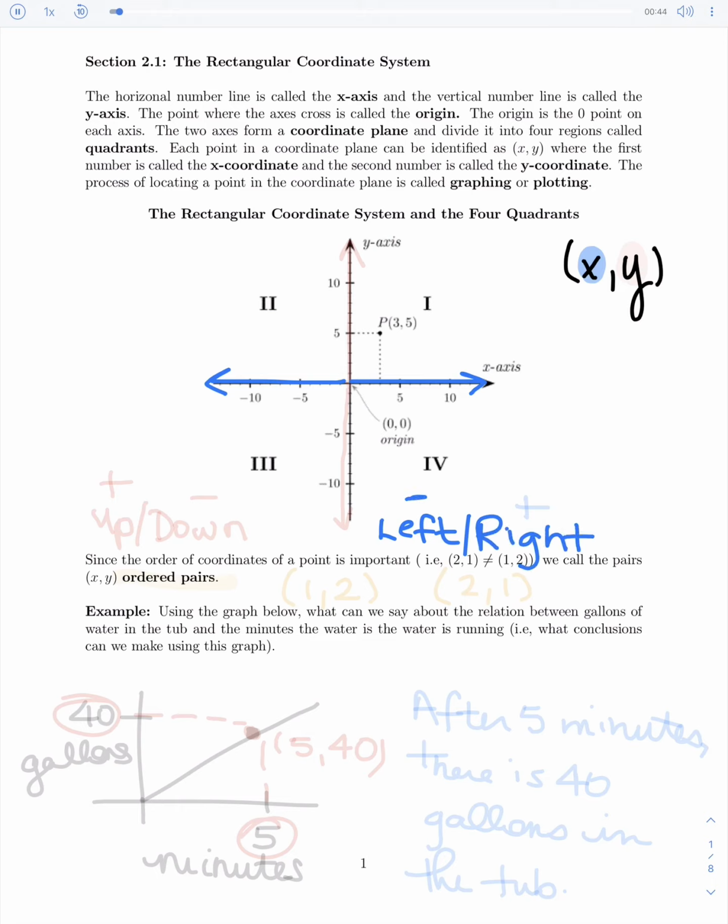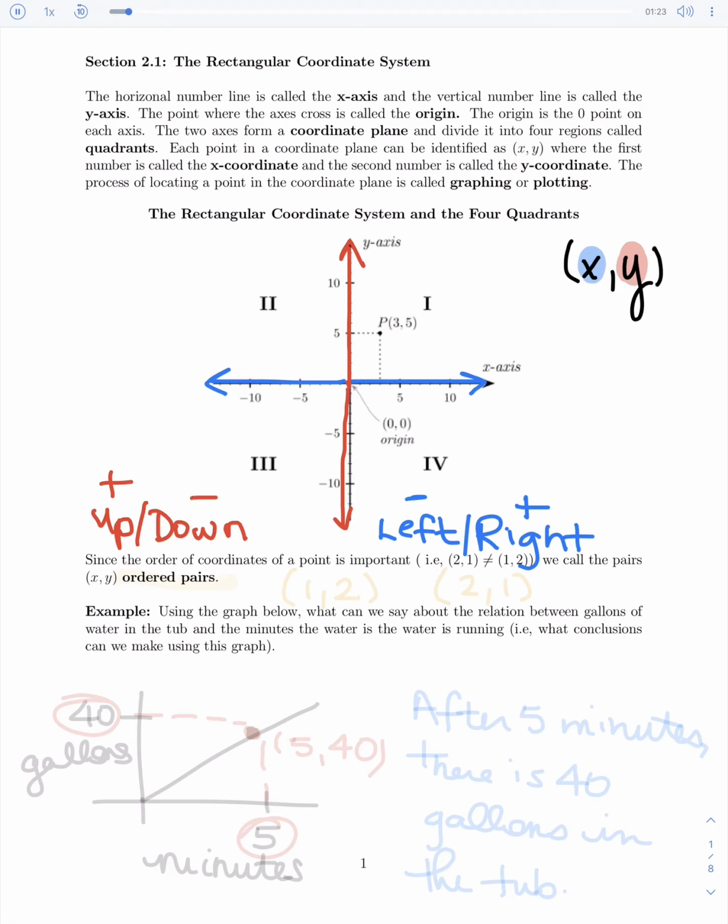If it's negative, we're going to move left. If it's positive, we'll move right. Then we also have a second part to our points, which is called a Y value or Y coordinate. This will determine if we're moving up or down. If it's negative, we'll be moving down. If it's positive, we'll be moving up. So Y values determine whether we're going up or down, and it will be moving up if it's positive and down if it's negative.